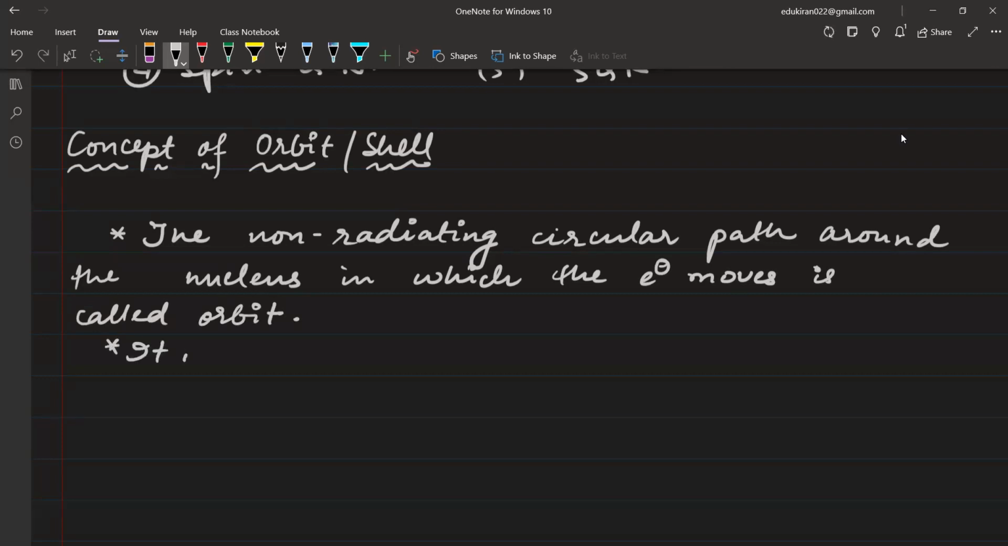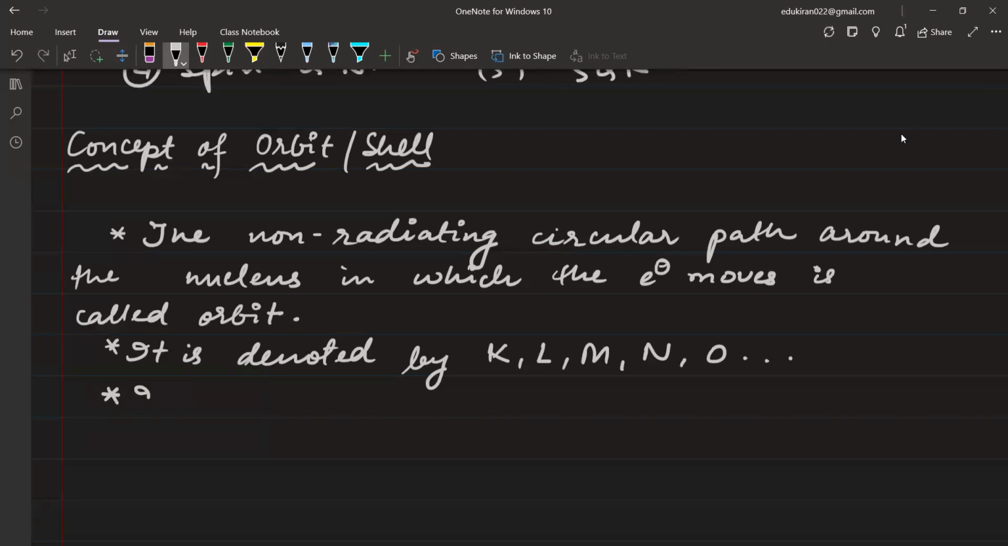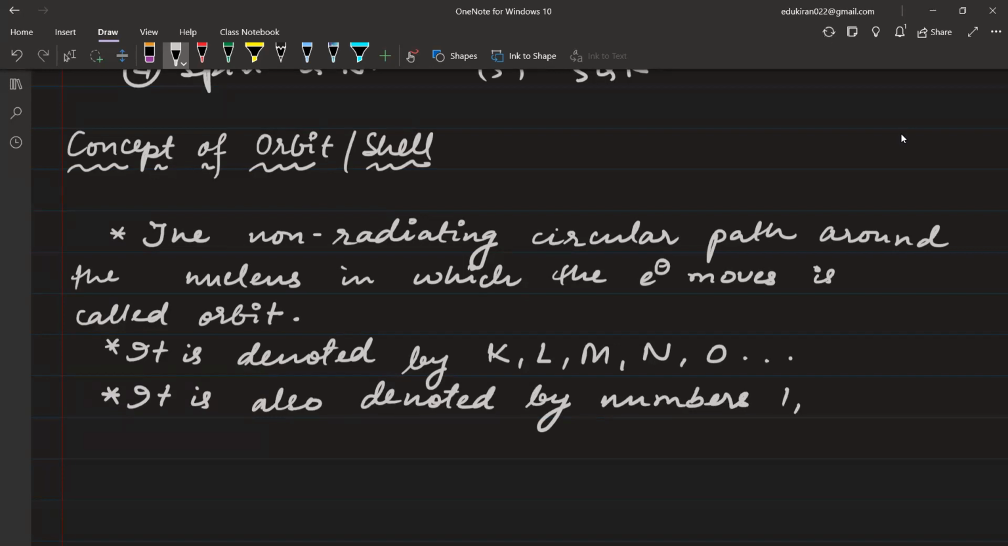It is denoted by, you have seen this, K shell, L shell, M, N, O, and so on, right? These are what? Orbit or shells. Now, it is also denoted by numbers: first shell, second shell, third shell, fourth shell, and so on.